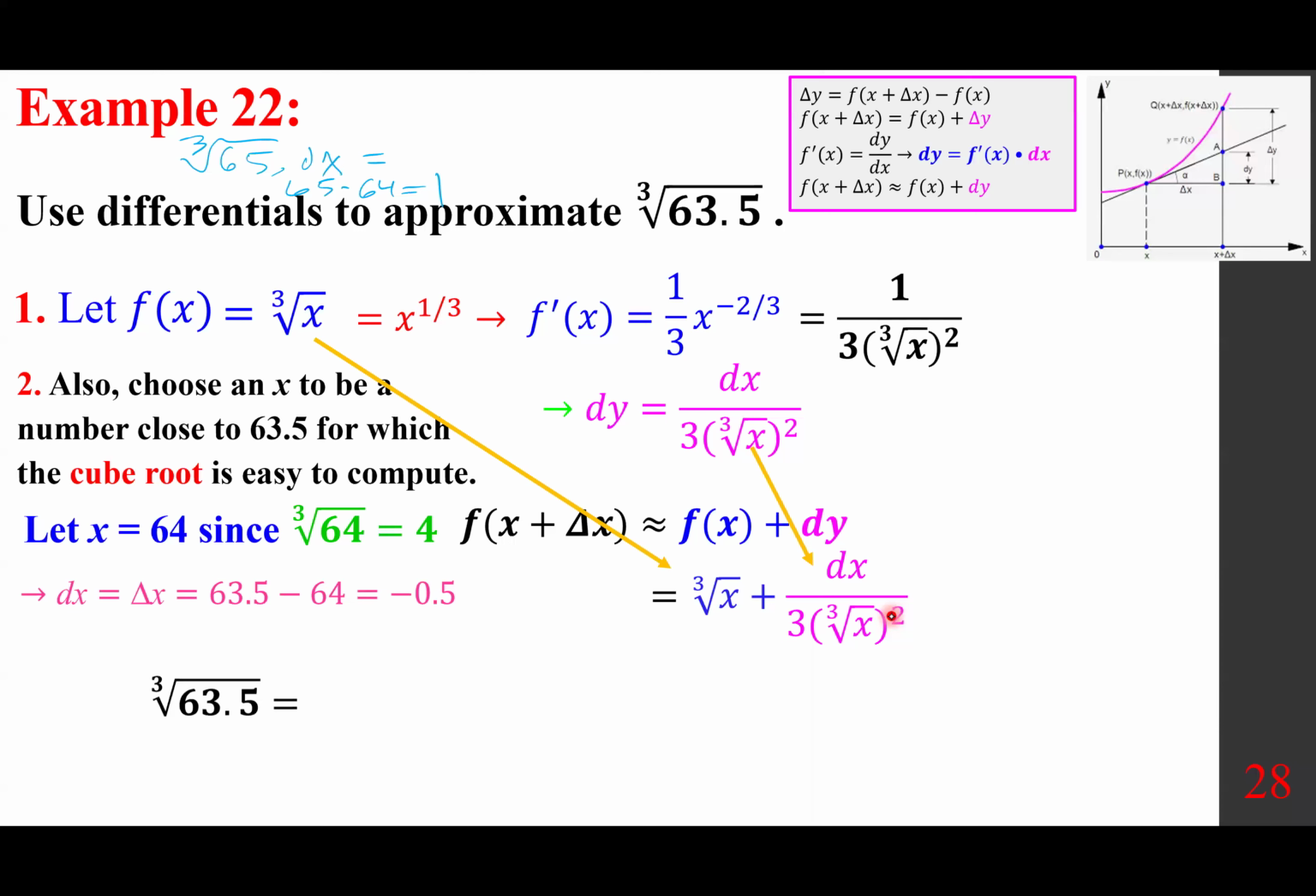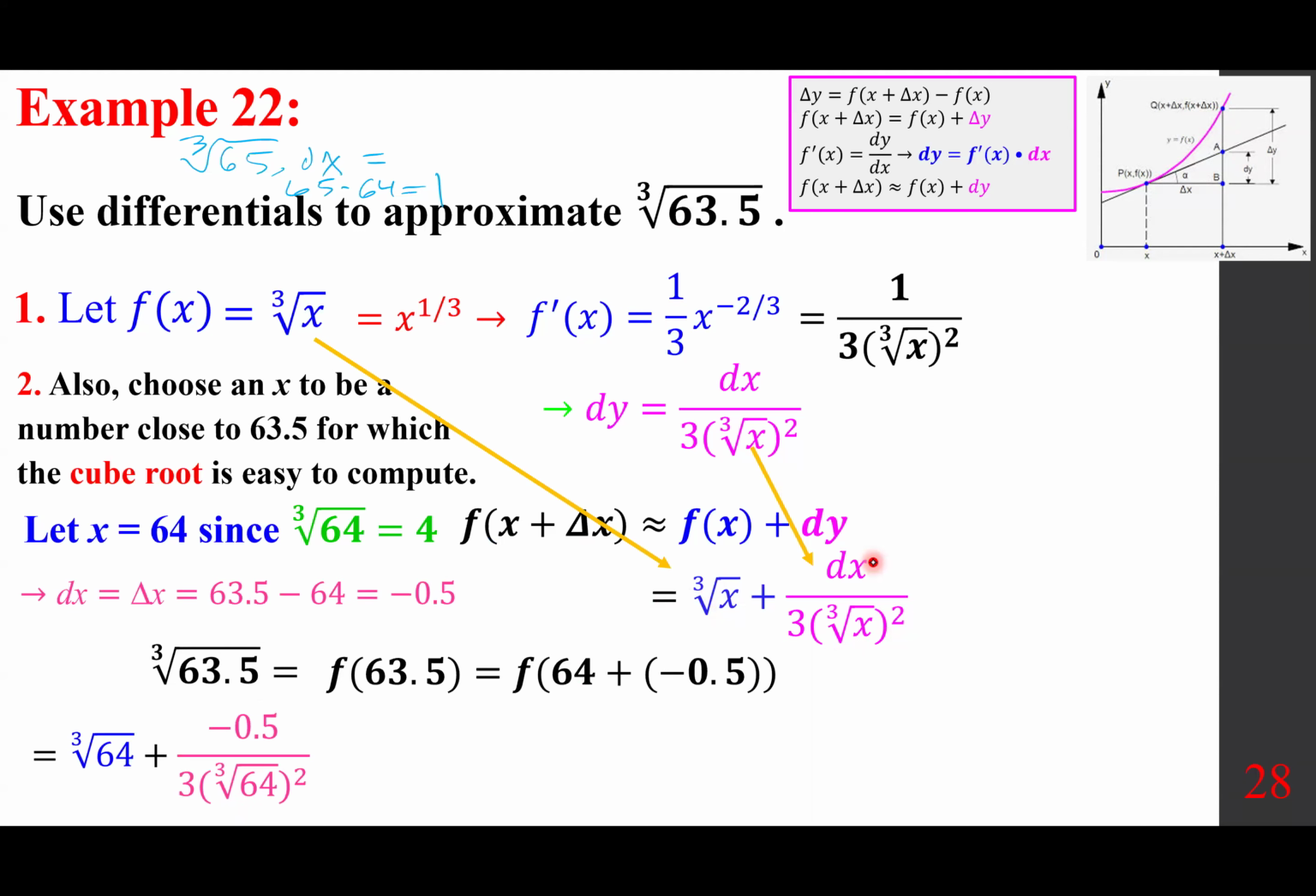We want the cube root of 63.5, which means f of 63.5, which means f of 64 plus negative 0.5. That's the meaning of this. Which means now we replace the x with 64, same thing here, and dx with negative 0.5. This is obviously 4, so is this one.